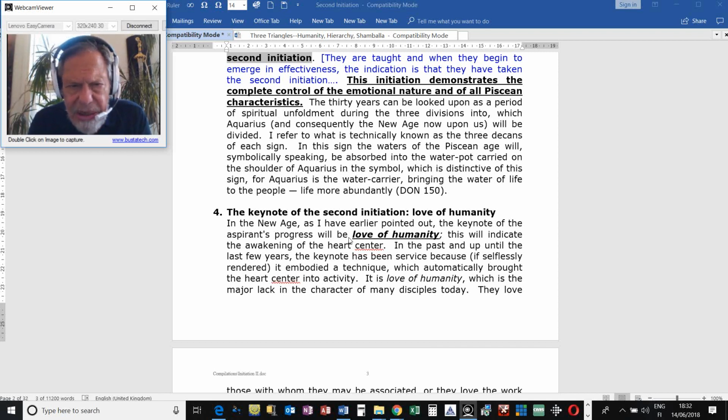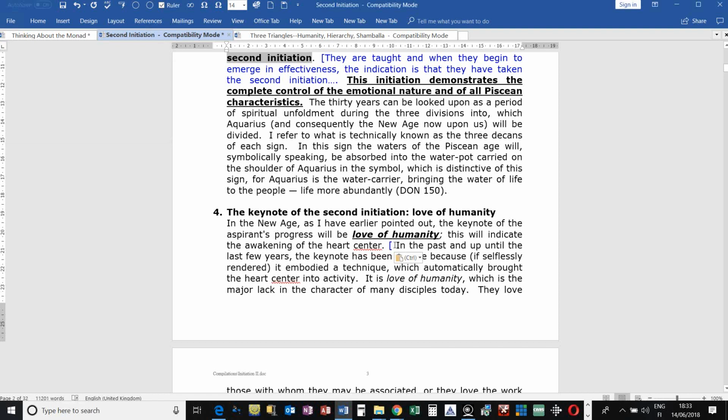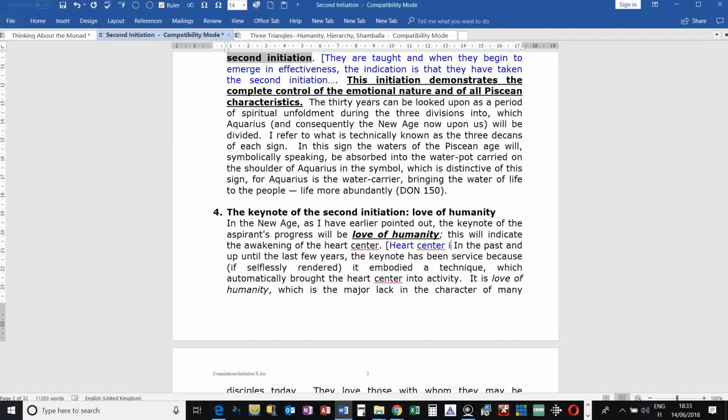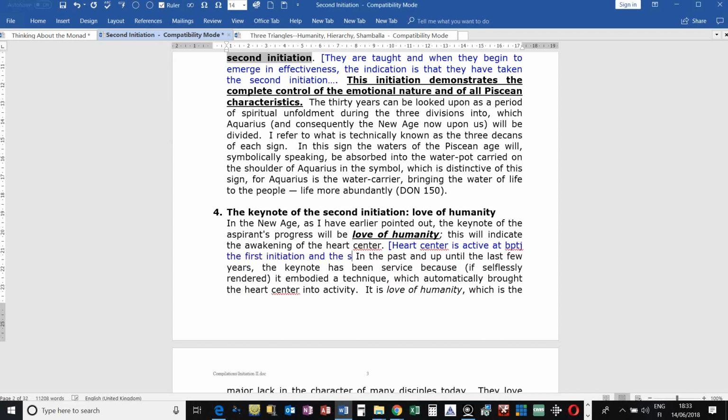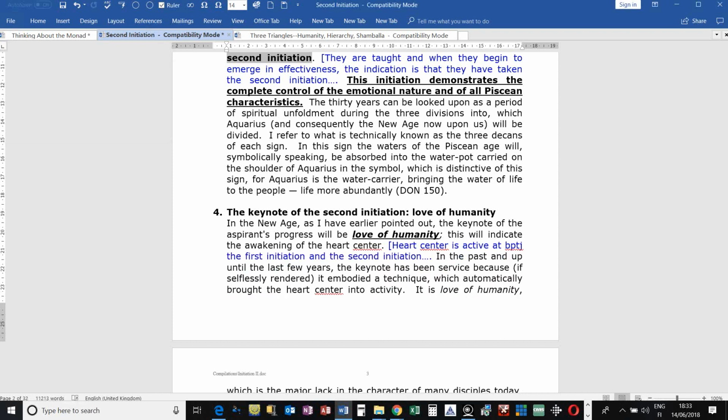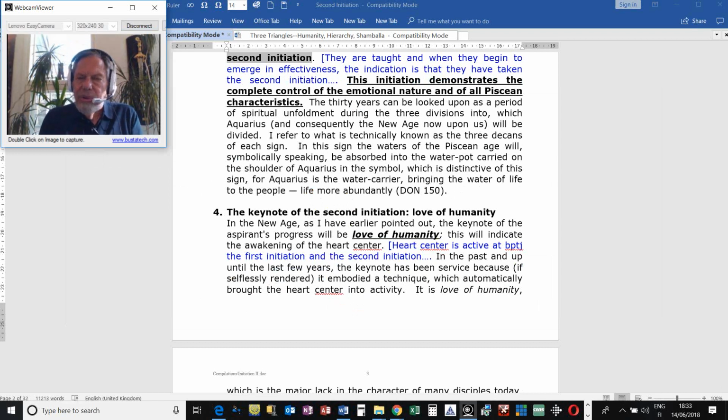And this love of humanity will indicate the awakening of the heart center. Now, the sacral center and the throat center are active at the first degree, and they are also active at the second degree. And the heart center is active at both. So maybe at all initiations. The heart center is active at both the first initiation and the second initiation. And really, we could never discount it. The heart is the soul, there always has to be increasing capacity and sensitization of the heart. It's especially indicated as the major target center at the fourth degree.